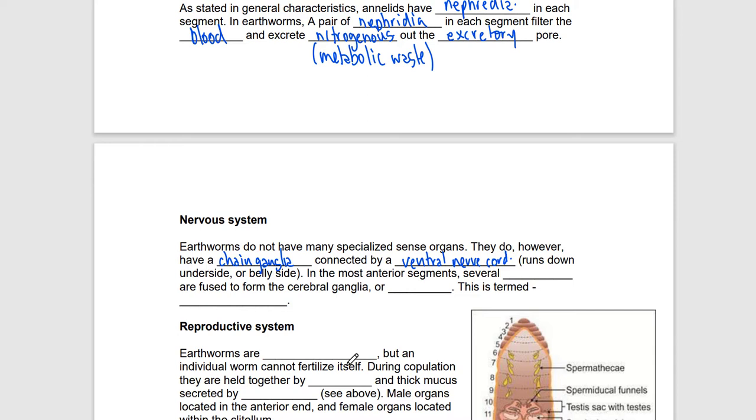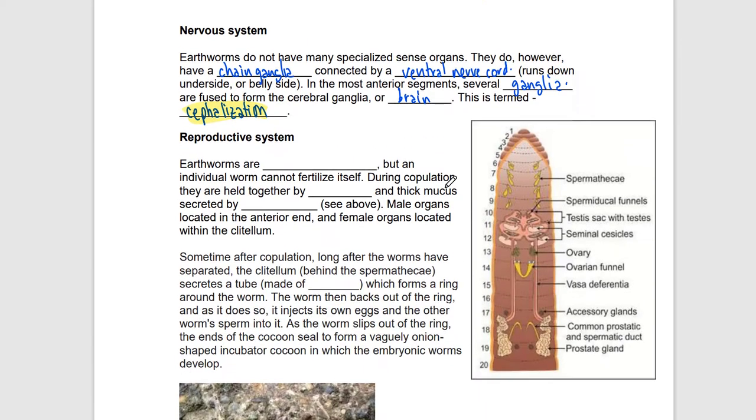So in most anterior segments, there are several ganglia which are fused together to form cerebral ganglia, or what we might know as a very simple brain, right? And again, we'll go back to that word, very important word, cephalization, right? This is that concentration of nerve tissue at the anterior end, right? So if I highlight this here, I don't know if that's going to work. My highlight's not working. There it is. Okay, very important word. Make sure you remember that. And that's part of its nervous system as well.